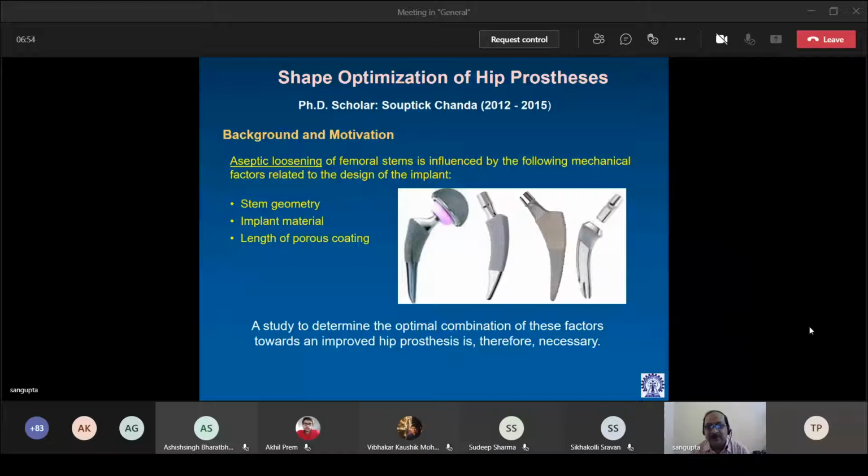As you know, there are several hip stems available in the market. We call it hip stems because these are conventional hip arthroplasty or hip replacement, not the resurfacing one, not surface replacements.